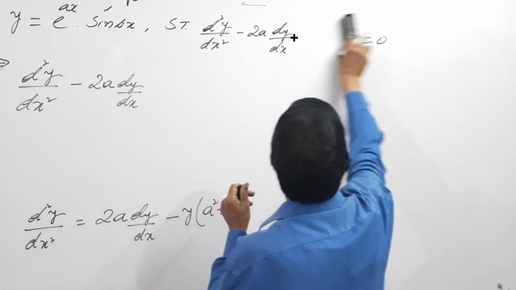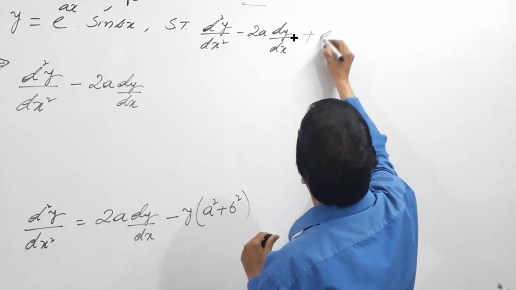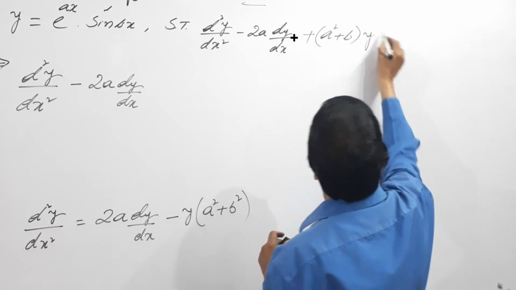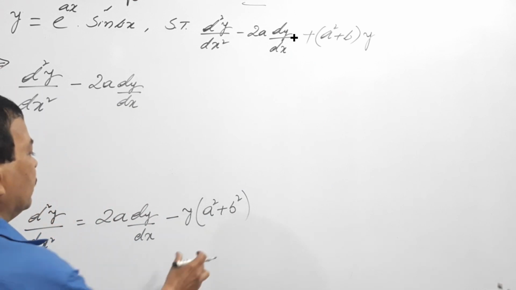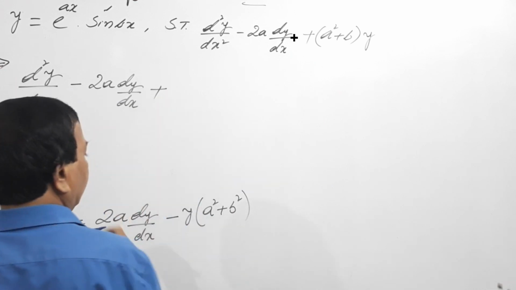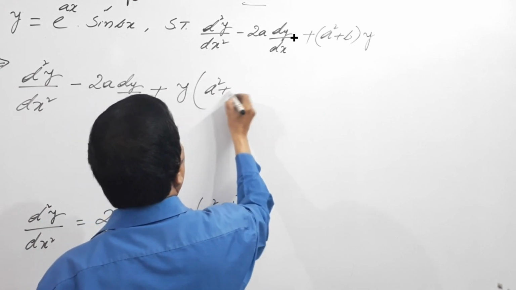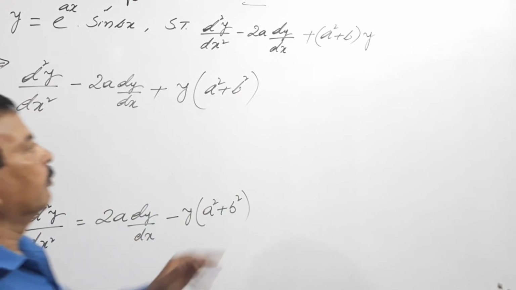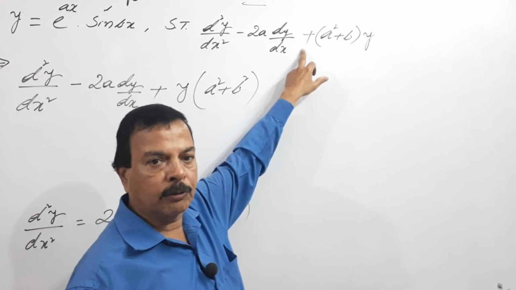This is plus a square b into y. Because it is not possible without this plus, because we have this. So this minus becomes plus y into a square plus b square. While writing the question, I forgot to add this plus, make that correction in the question.